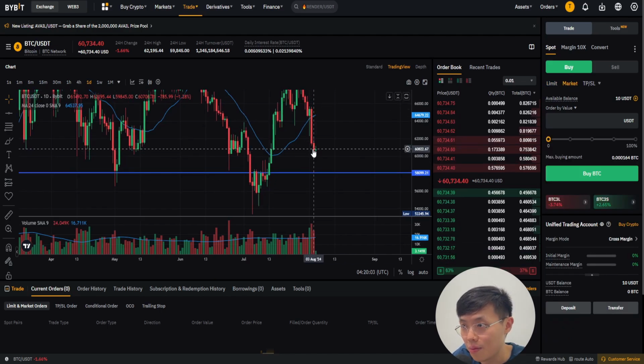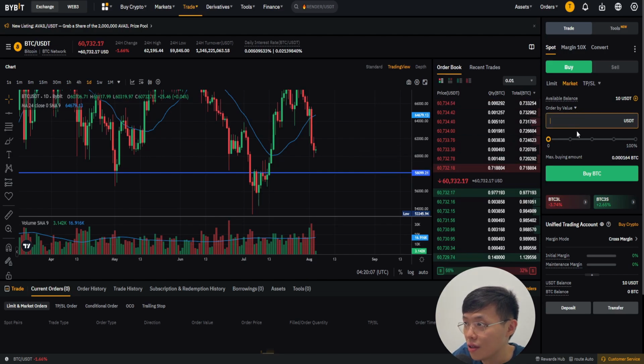Right now, the market price is 60,732. And how many USDT do you want to buy? You can use this scroll to buy the maximum, which is 10 USDT that I deposited in this account. Or you can manually type in, let's say I want to deposit 5, and then buy at market price. When you buy, you automatically execute the order, and you buy at this price.